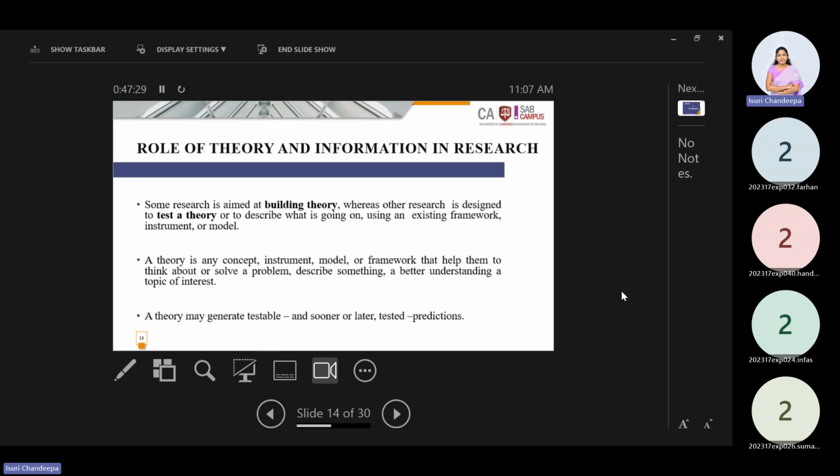Role of theory and information in the research. What do you mean by the theory?